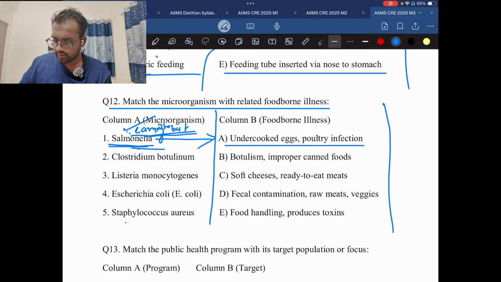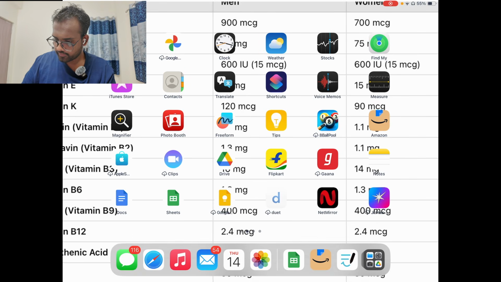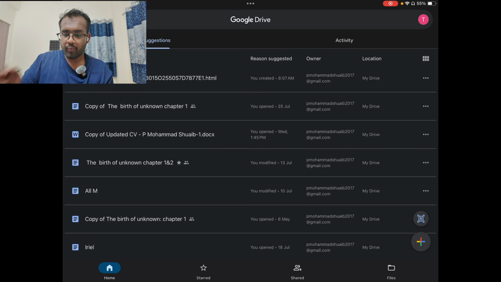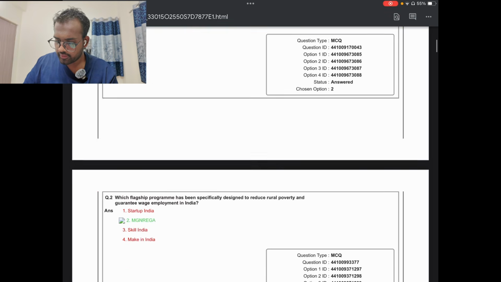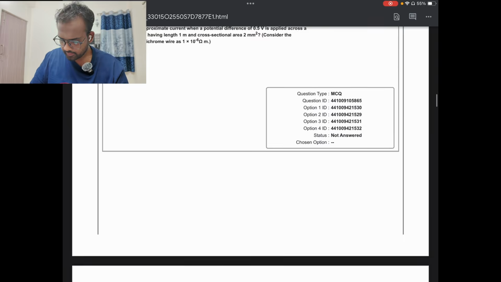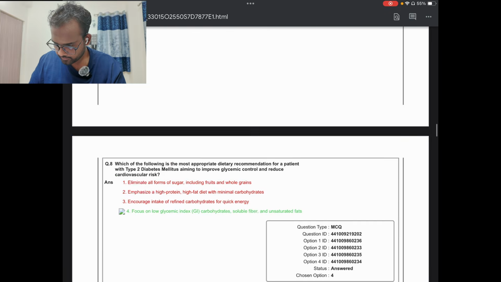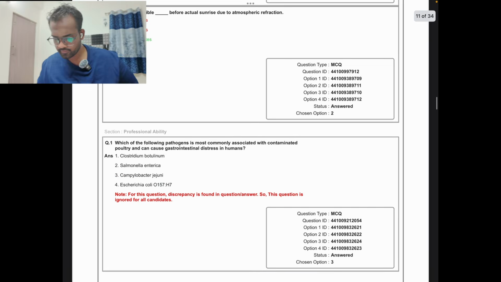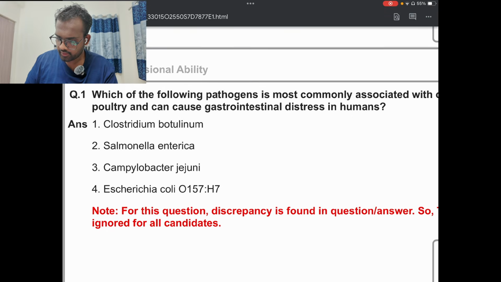I will show you here itself. I think I have the paper or anything. And this previous year question paper will be uploaded in the drive. So this is the RRB paper. If you go down, yeah, you can see here. You can see here.